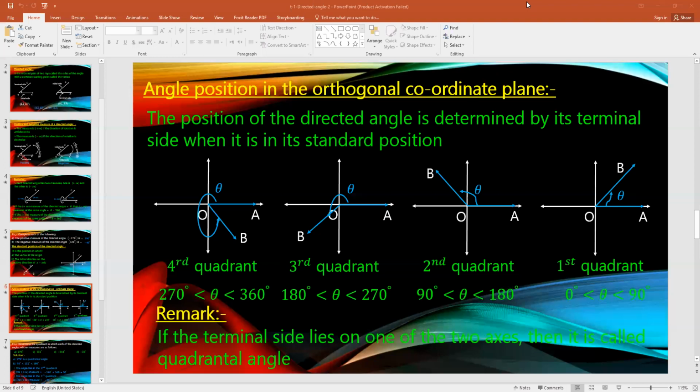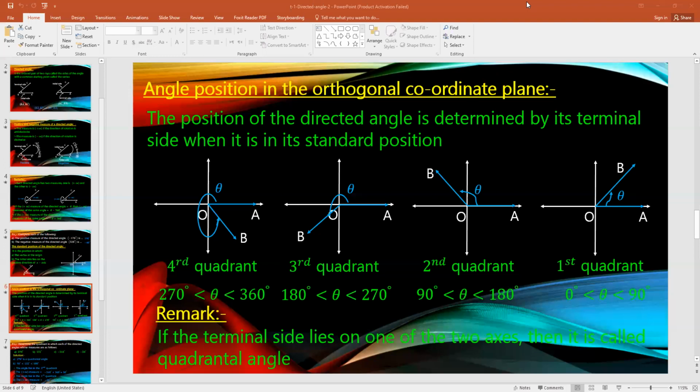Why do I start with BA, not with BC here? Because the initial side is BA, and the terminal side is BC. Then I will write this directed angle as an ordered pair by the two sides. The first projection is ray BA, and the second projection is the ray BC.